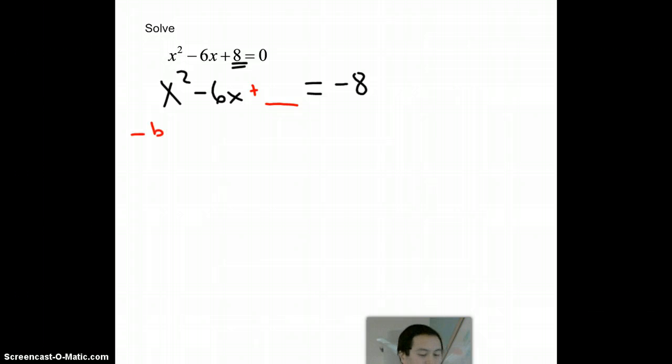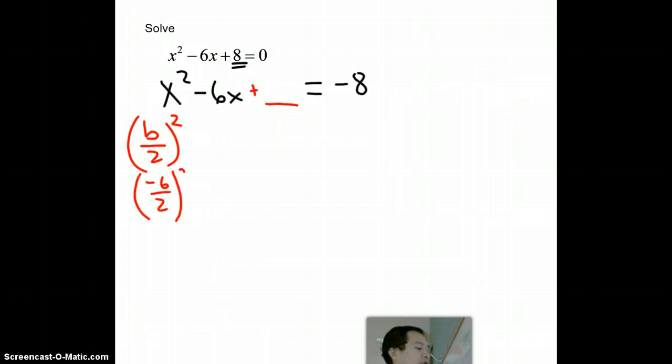Remember our formula: b over 2, squared. What's my b? My b is negative 6, over 2, squared. Negative 6 over 2 is negative 3, squared, which is 9. So we're going to add 9 to both sides.